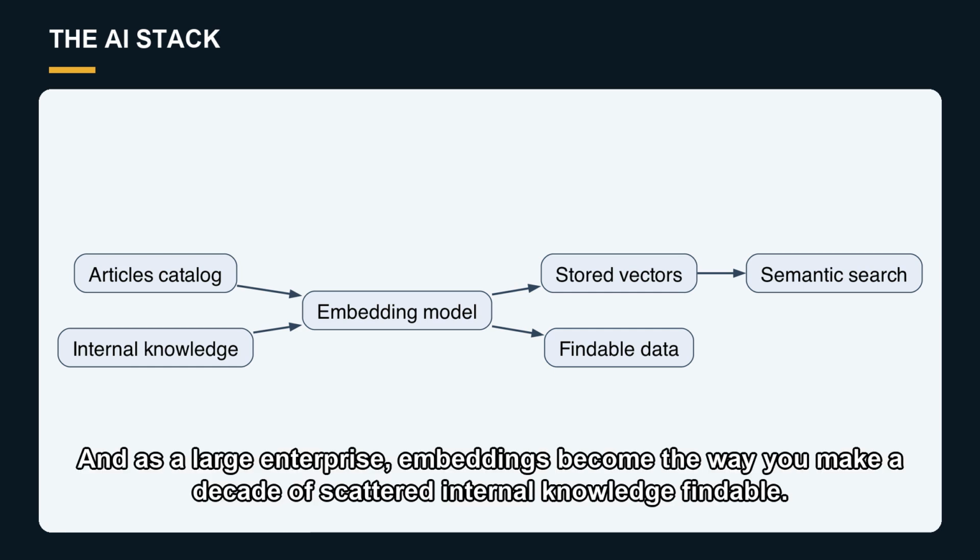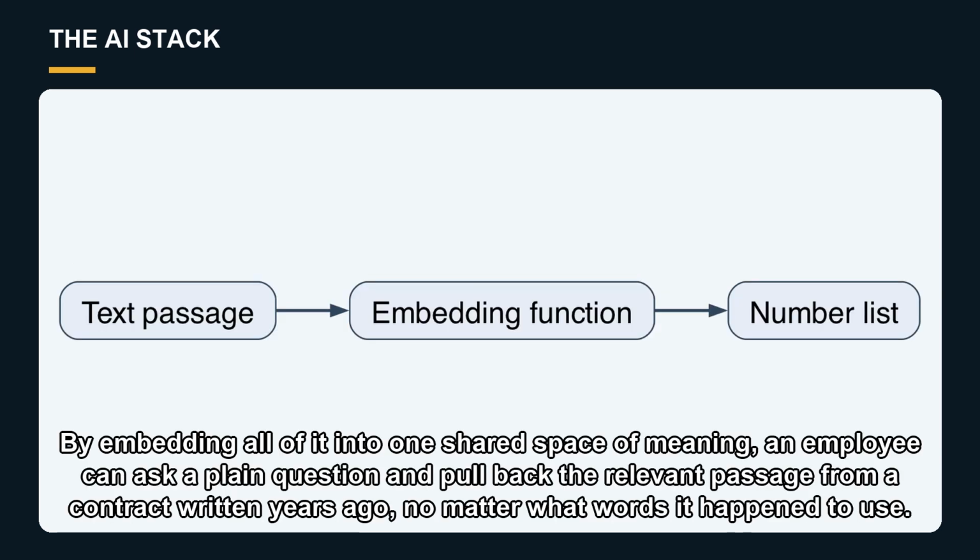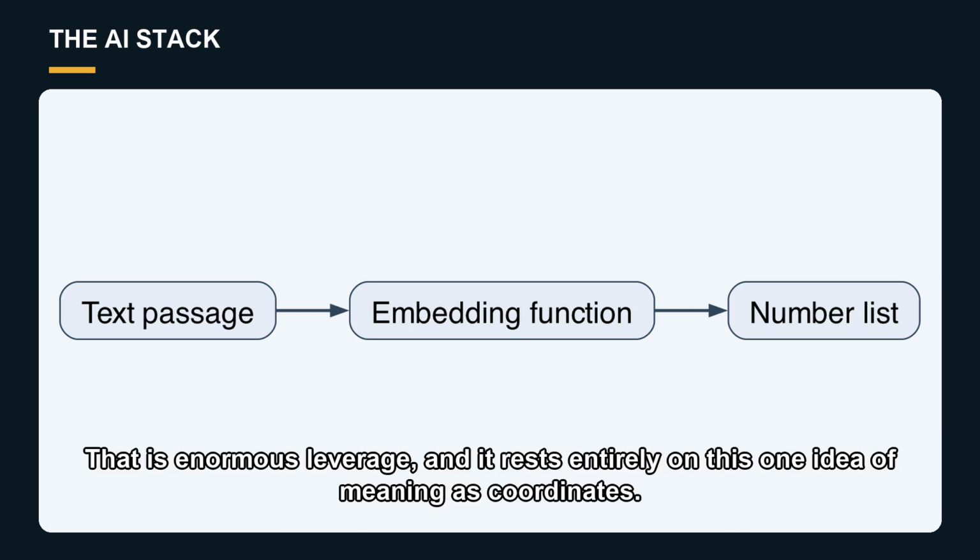And as a large enterprise, embeddings become the way you make a decade of scattered internal knowledge findable. Picture a bank with millions of documents across a dozen systems. By embedding all of it into one shared space of meaning, an employee can ask a plain question and pull back the relevant passage from a contract written years ago, no matter what words it happened to use. That is enormous leverage, and it rests entirely on this one idea of meaning as coordinates.